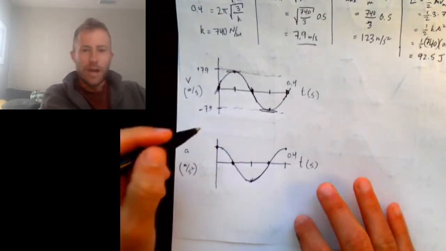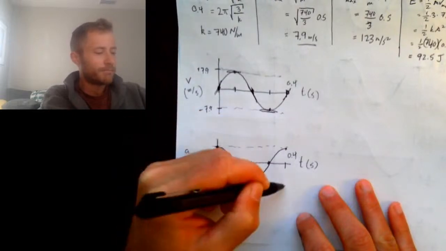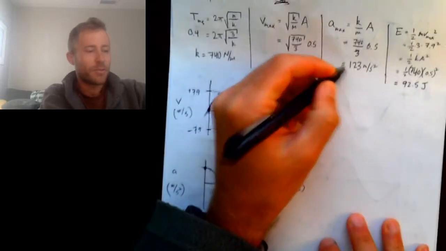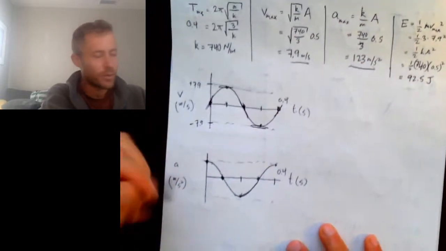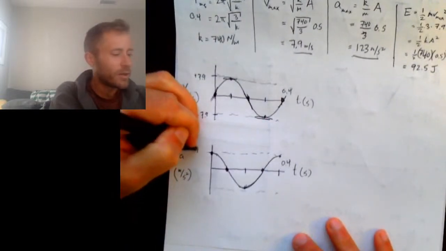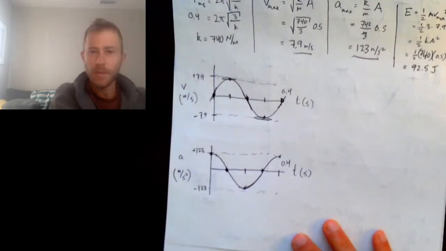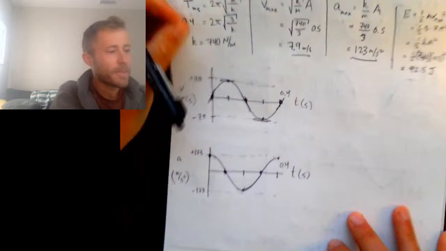And the last step is to figure out what they wiggle between. And I calculated the maximum acceleration right here, so that's going to be what the values wiggle between. So plus 123 and minus 123. So we've got 3 more graphs to go, and then we'll be done.